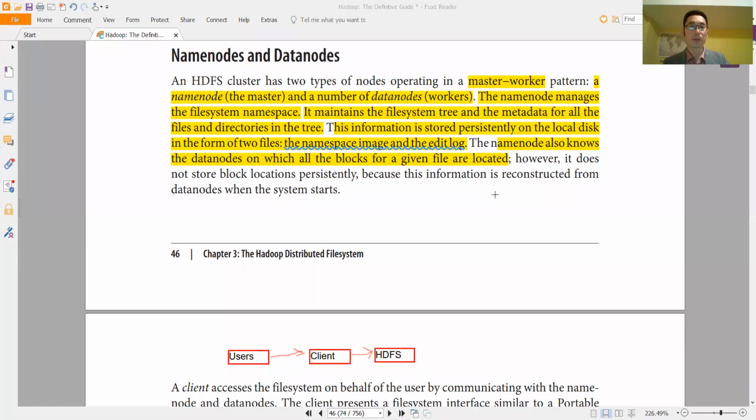Okay, in this video, I'm going to talk about NameNodes and DataNodes. This is the management structure of HDFS. An HDFS cluster has two types of nodes operating in a master-worker pattern.